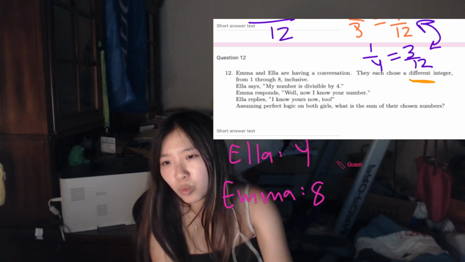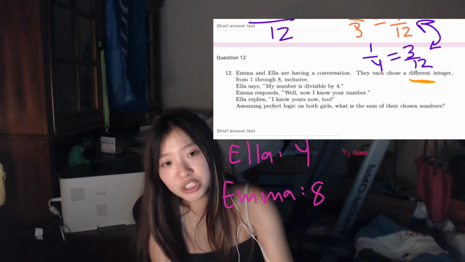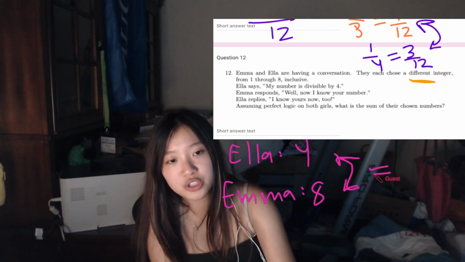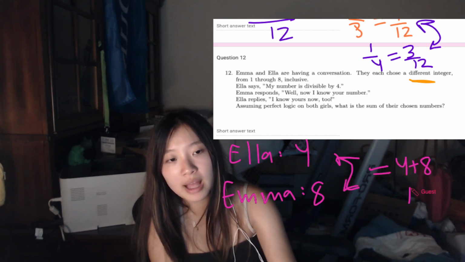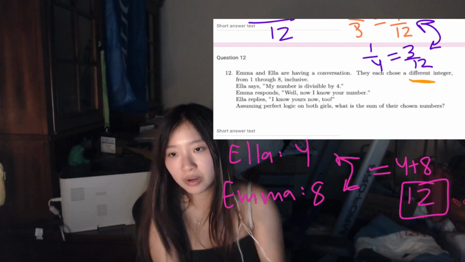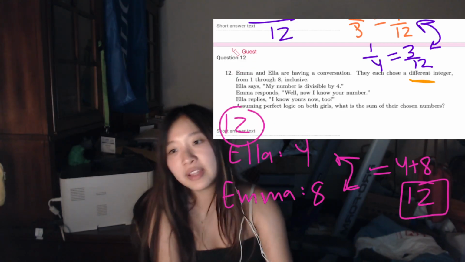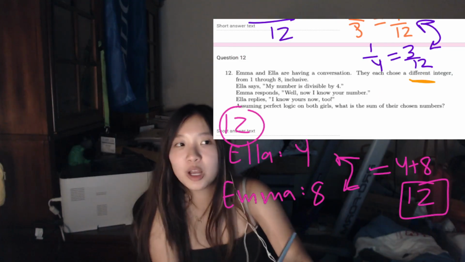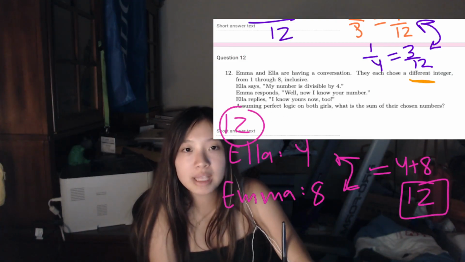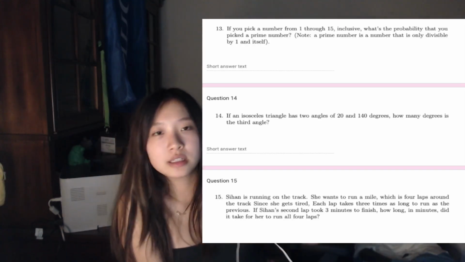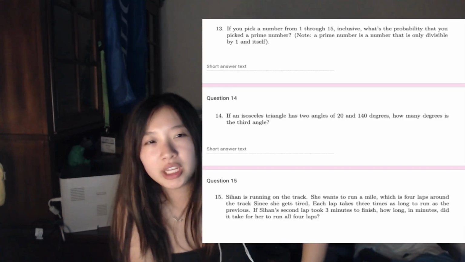The same thing works if Ella had chosen 8 and Emma had chosen 4, but if we add these up, this gets us 4 plus 8 equals 12. So that's our final answer. It is 12. Fun fact, this is question 12, and the answer is 12. So, coincidence.